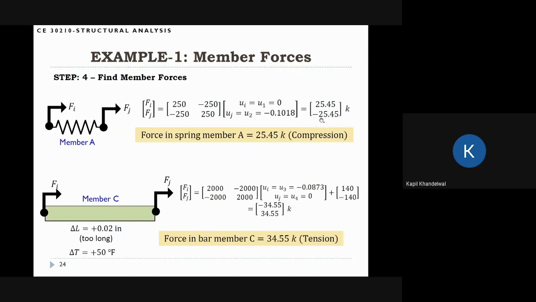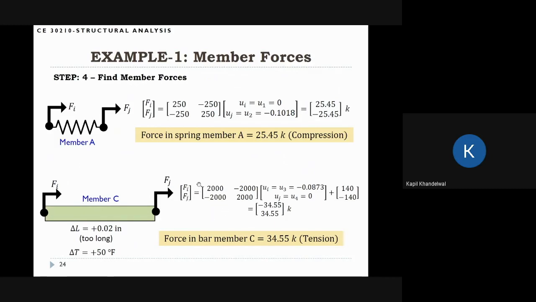So actually, the sign of the second component gives you whether it's a tension or compression if there are no fixed end forces, or if there are no distributed tractions. And we'll come back to this point in a moment. So this is the second case.